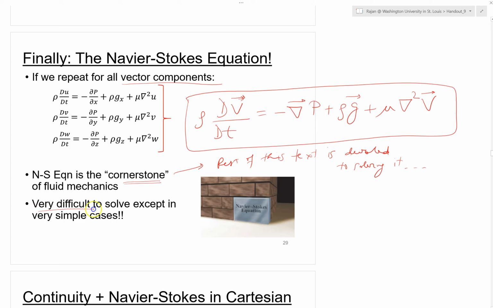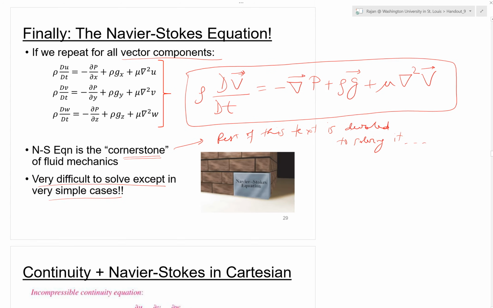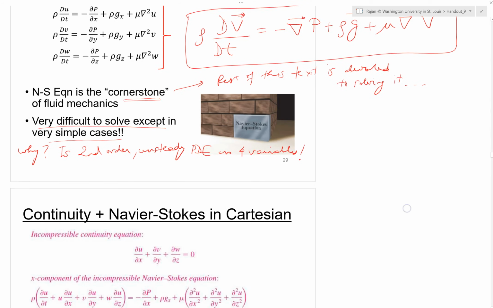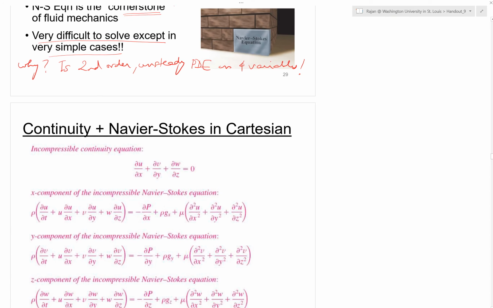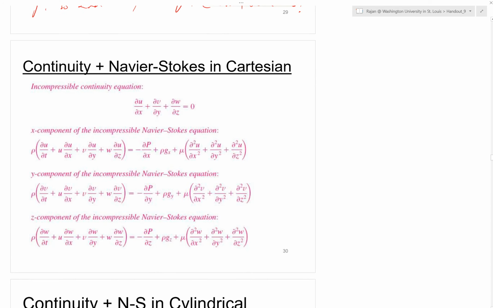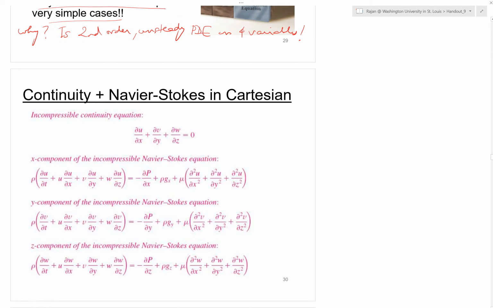And why is it very difficult to solve? Because it's a second order, more specifically unsteady, partial differential equation in 4 variables, and in engineering math, the class you have taken, we have probably never solved above second order in 2 variables. So it is a very tricky thing to solve, at least in the scope of this class, and you have to apply software to solve it, which again I don't think we'll be doing.